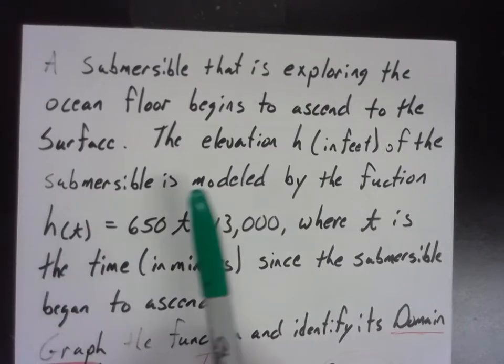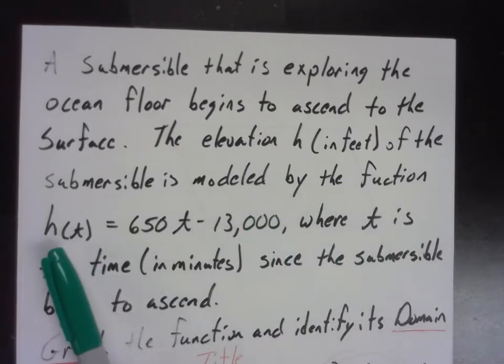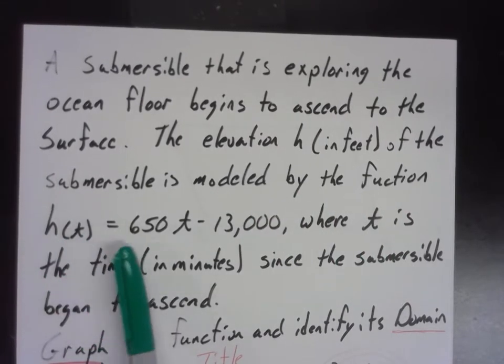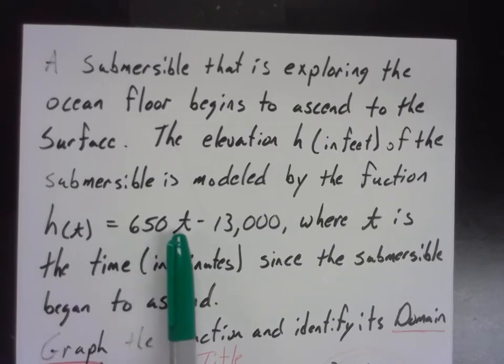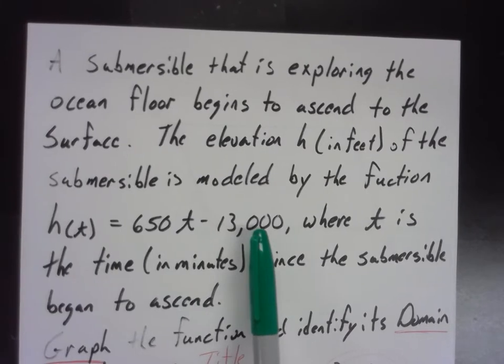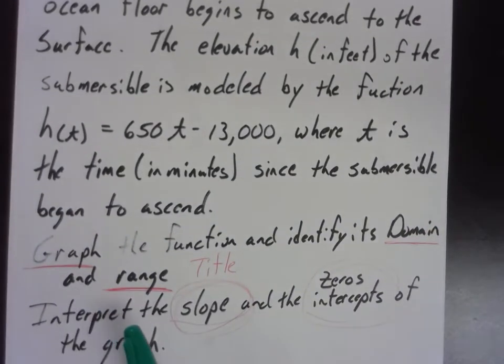I might have used D for this one maybe, but in feet of the submersible is modeled by this function. The height it is above the floor is modeled by 650 times T, where T is the time in minutes, minus 13,000. That's where we started. So here was your assignment.